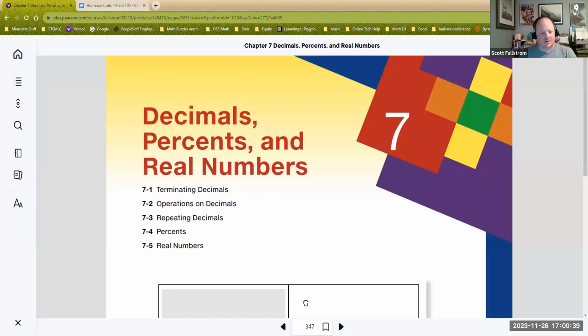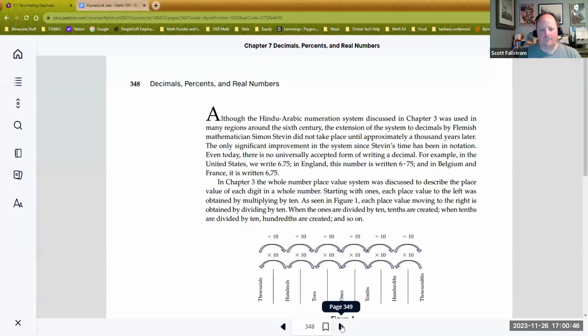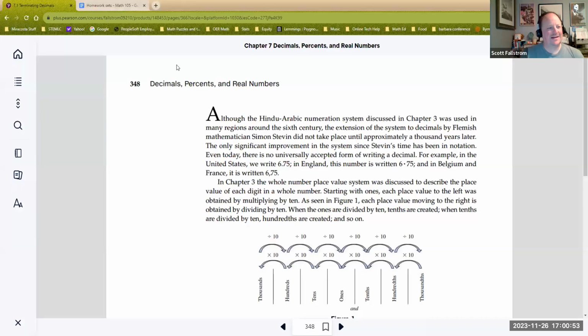So the big piece to start with is that we just came out of fractions, right? We just got done doing fractions. I'll click on the next page. And the idea is that fractions are kind of the fundamental idea of a part of a number.